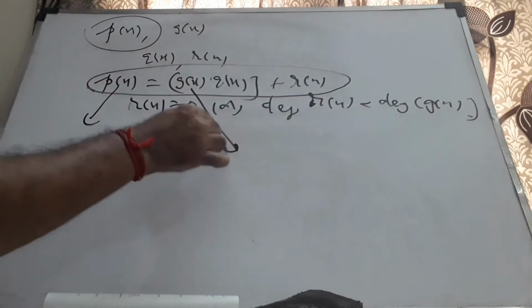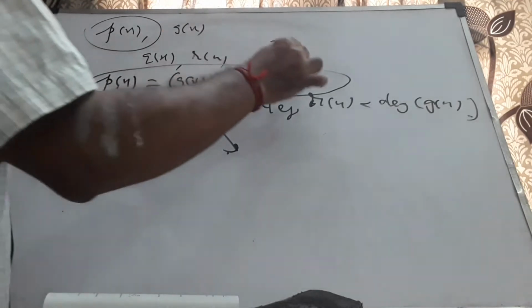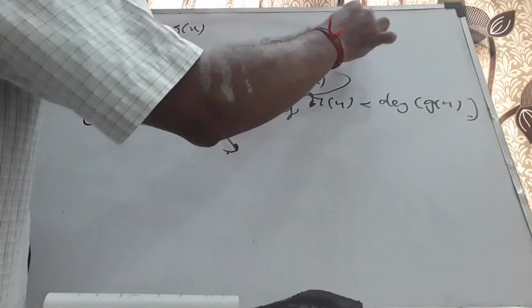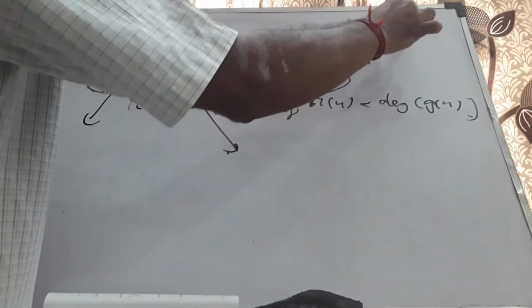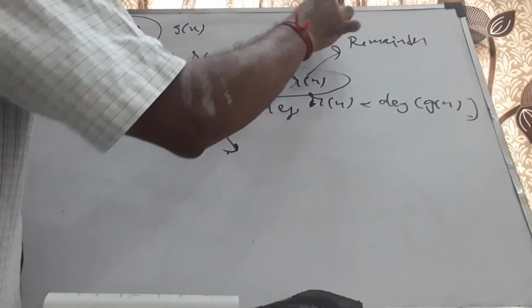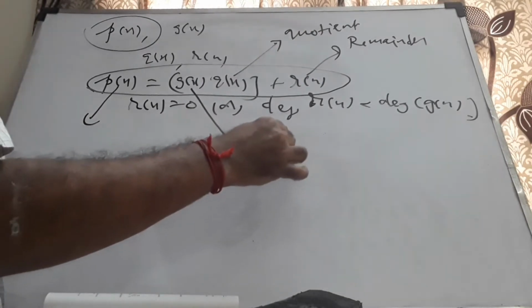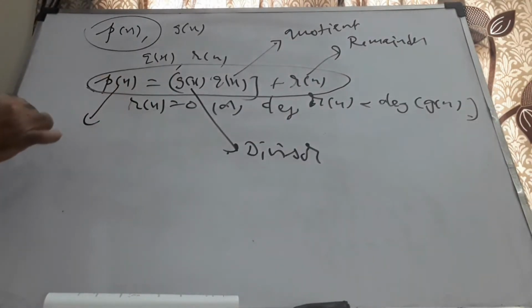This g of x is called the divisor. This q of x is called the quotient. And this is called the remainder. And this is, of course, the dividend.